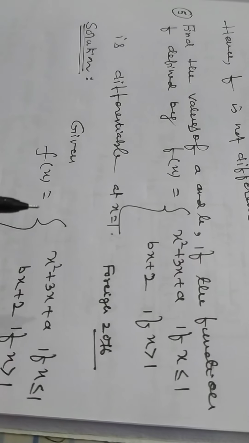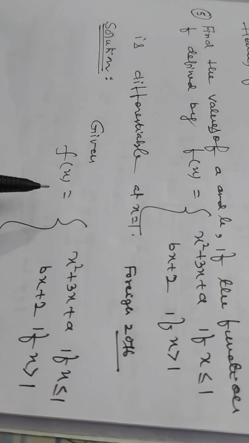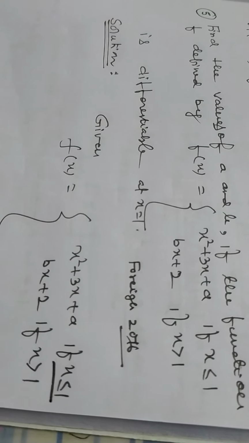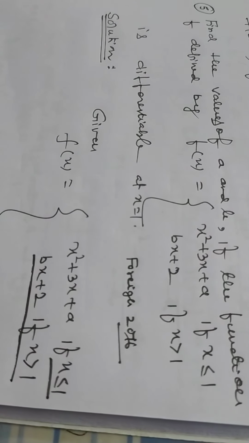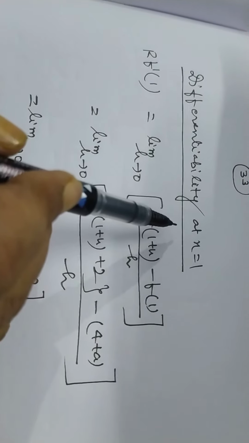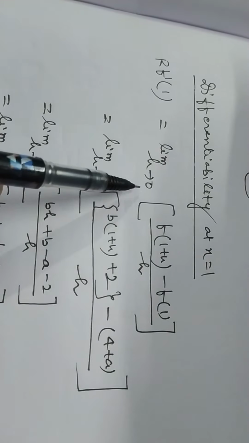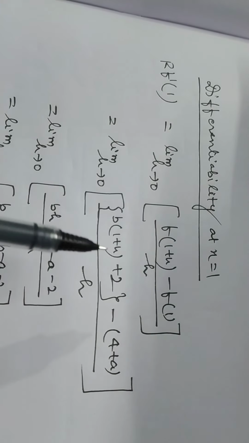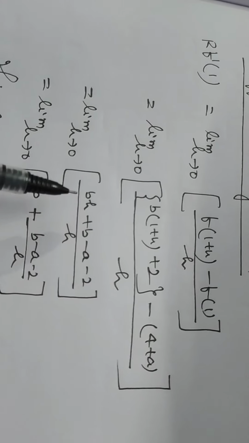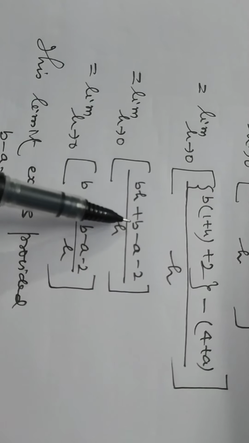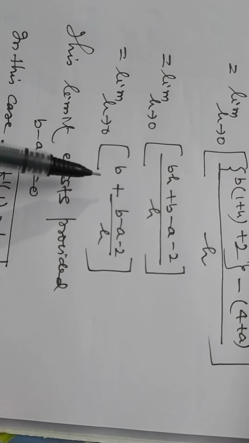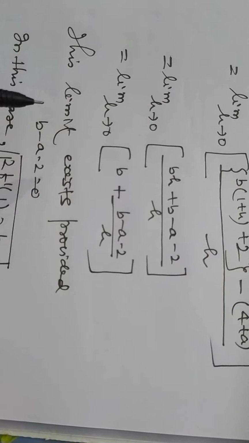Let's start. Now the given function is f(x) is equal to x square plus 3x plus a if x less than or equal to 1, bx plus 2 if x greater than 1. Now my dear student, I want to find the differentiability of the function at x is equal to 1. Limit h tends to 0, f(1 plus h) minus f(1) by h, and limit h tends to 0, b(1 plus h) plus 2 minus (4 plus a) by h. And it will be bh plus b minus a minus 2 by h. And finally, limit h tends to 0, b plus (b minus a minus 2) by h.